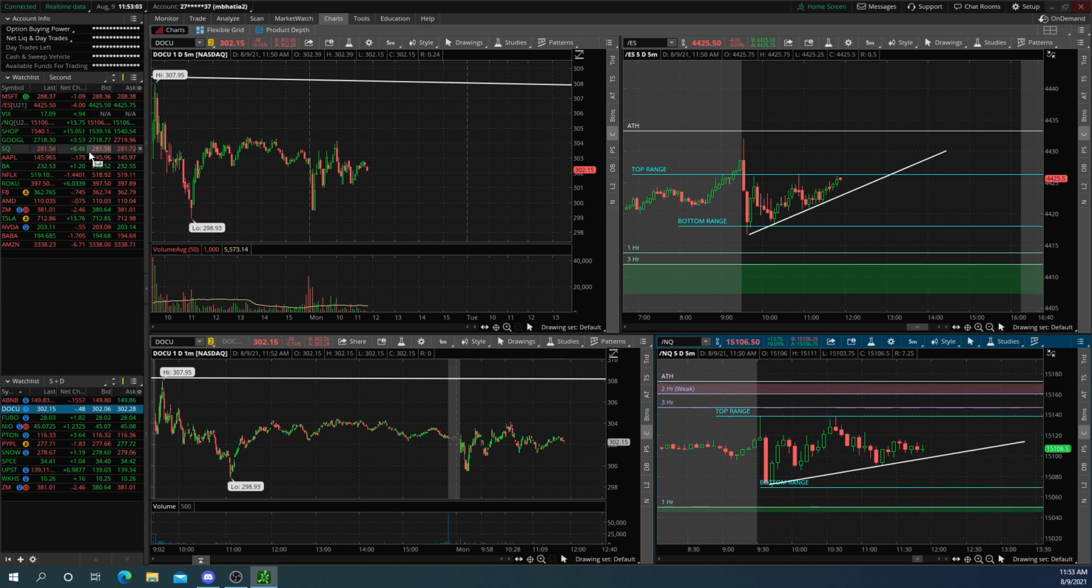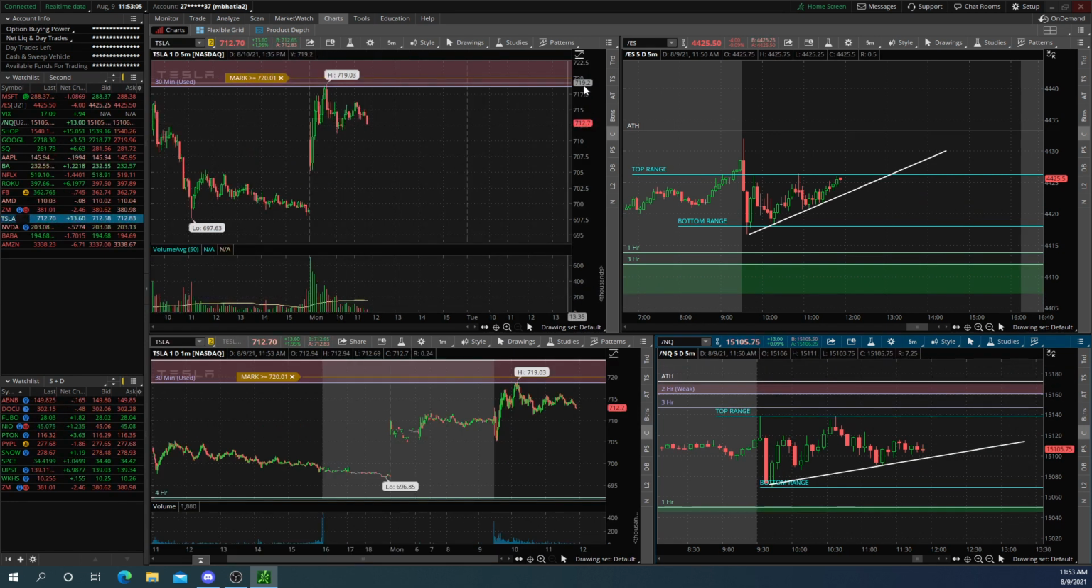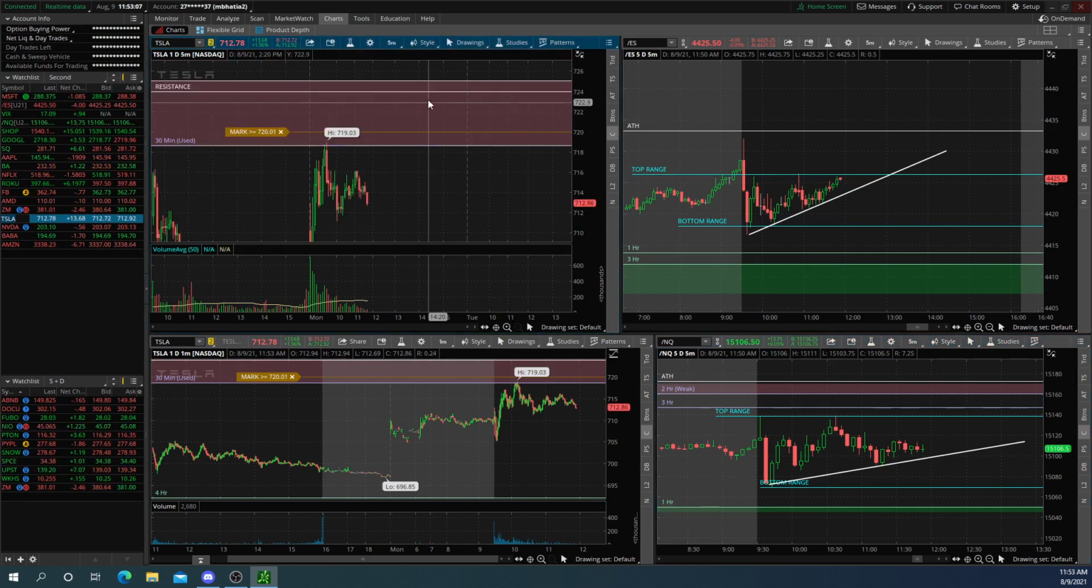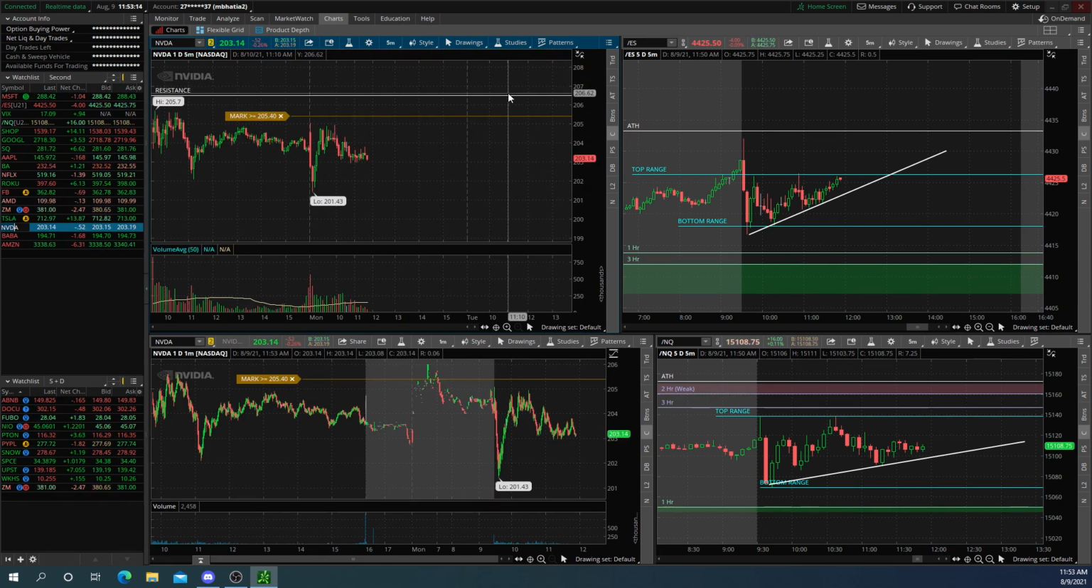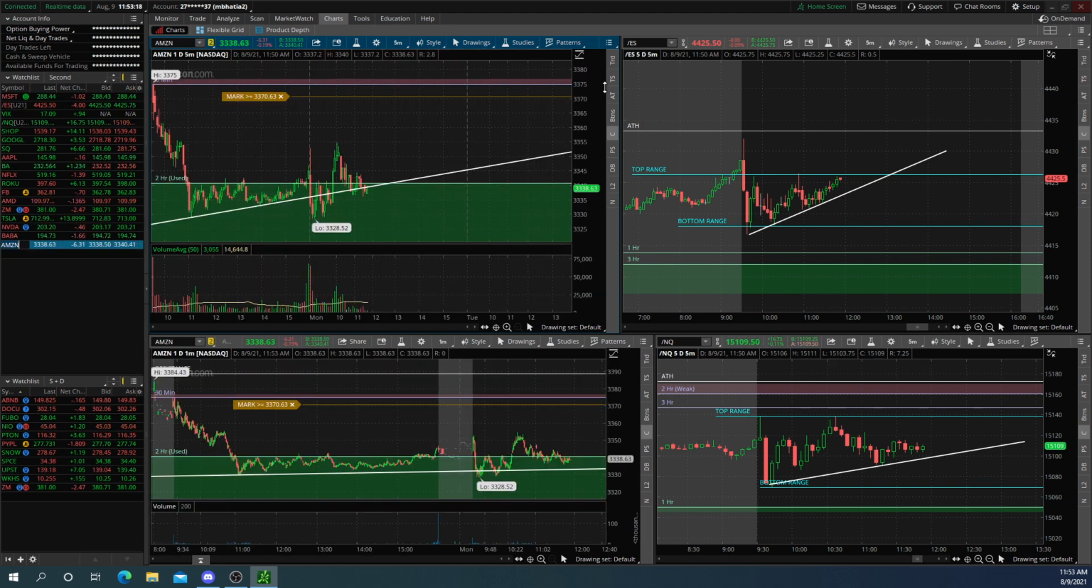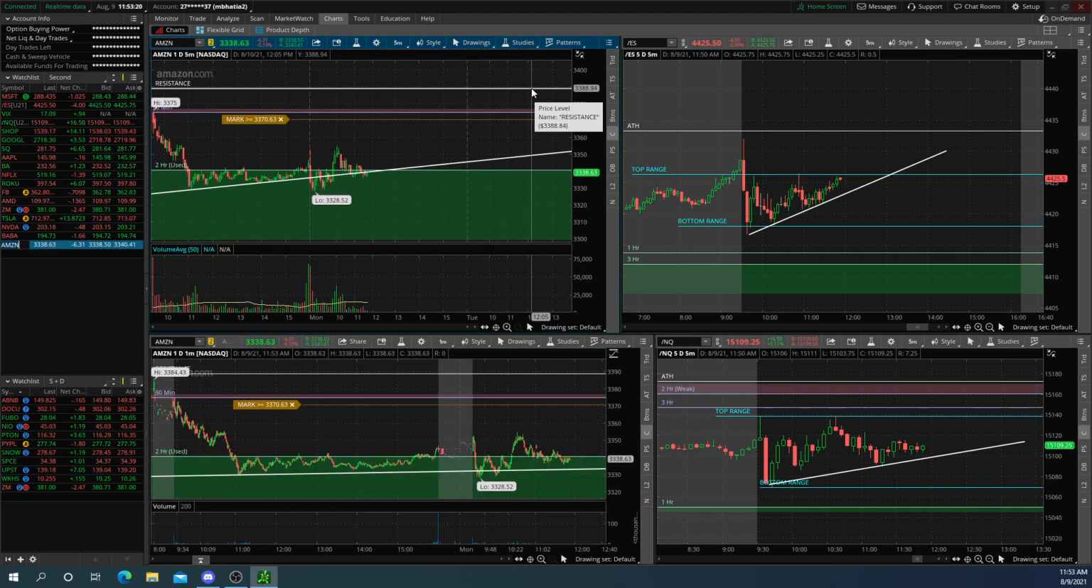Keep in mind that when we are in equilibrium, the other setups I'm watching, like Tesla above 724, not going to set up because we're trading in a range. NVIDIA, I'm watching above 206.5, also trading in a range. Amazon, watching above 3388. This has been on watch since last week, trading in a range.